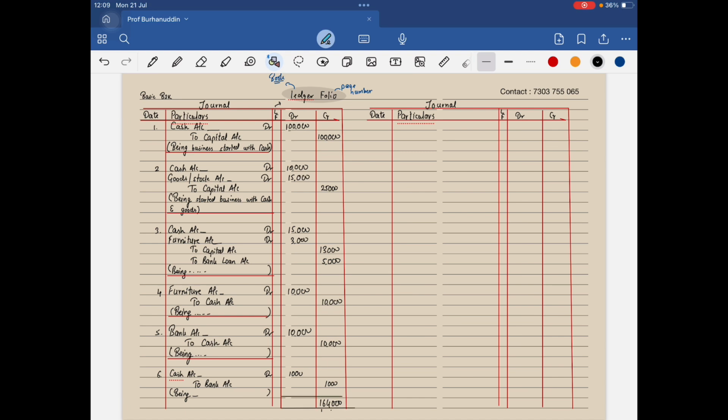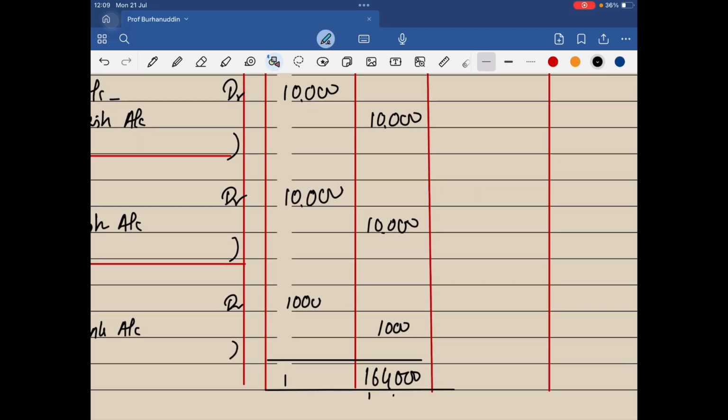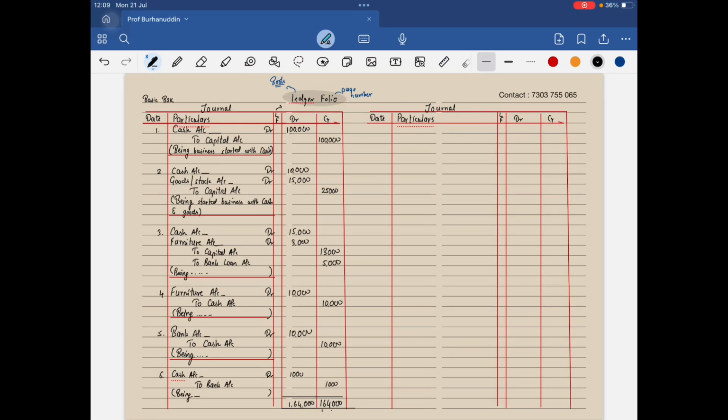This is 1 lakh 64,000. Definitely the debit amount and the credit amount will be equal only. So this is also going to be 1 lakh 64,000. I'm not going to calculate once again, because the debits amount and the credits amount are always equal. So my first step is to take the total of the whole page. First column, if it is 164, definitely the other column also has to be the same, 164, because debits and credits both are equal.